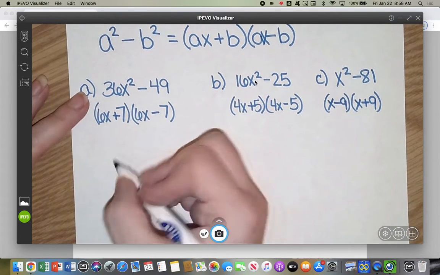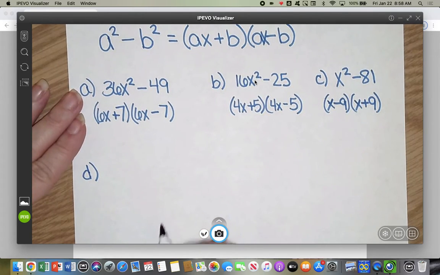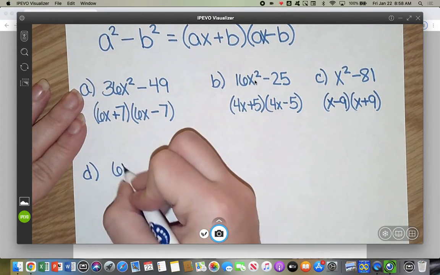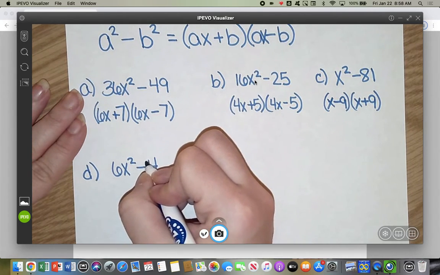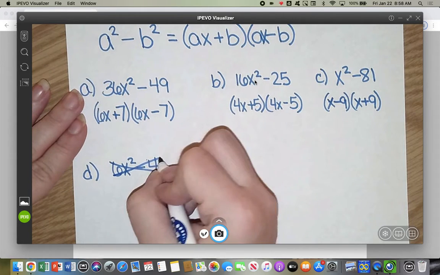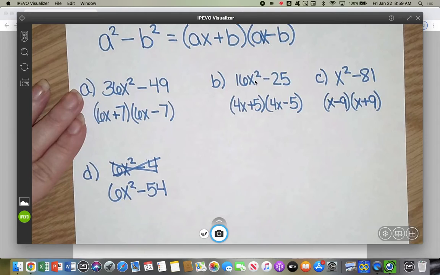All right, I've got one more for you. Oh, that's supposed to be a 54. Hang on. 6x squared minus 54.